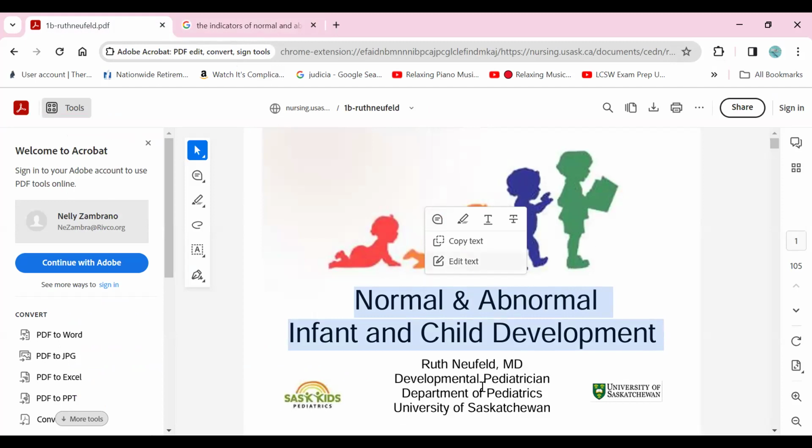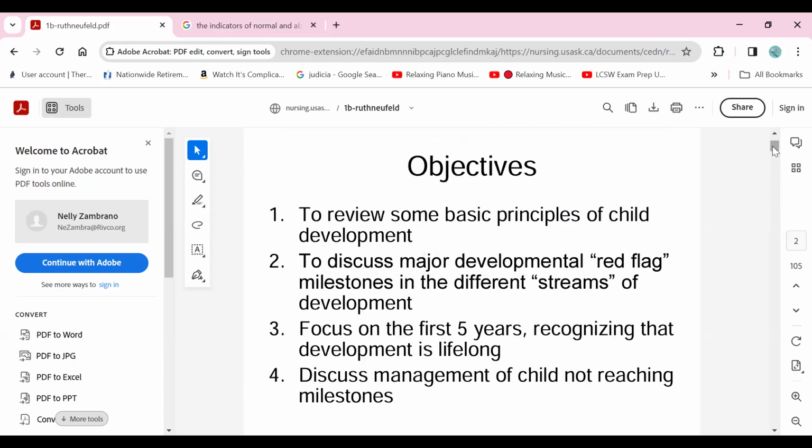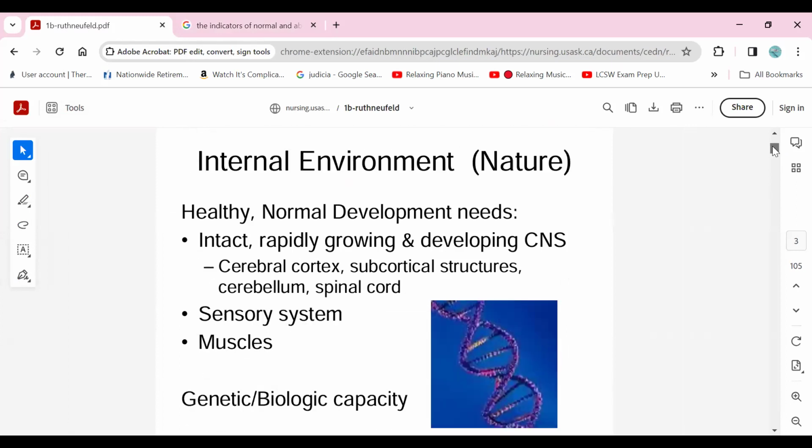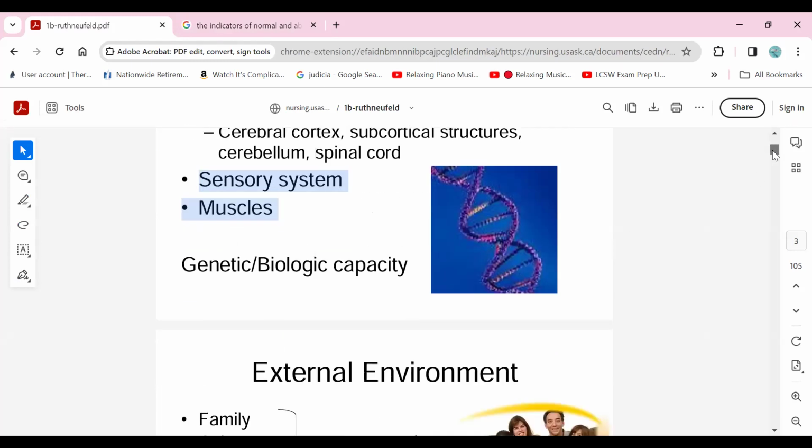You can see the author of this document, but it's a PowerPoint. I don't know if I can enlarge it, but let's just see if we can read it. The main point. So internal environment, healthy normal development needs intact, rapidly growing, developing cerebral cortex, subcortical structure, cerebellum, spinal cord, sensory system, muscle, and genetic biological capacity. That's the internal part of the child that grows quickly.